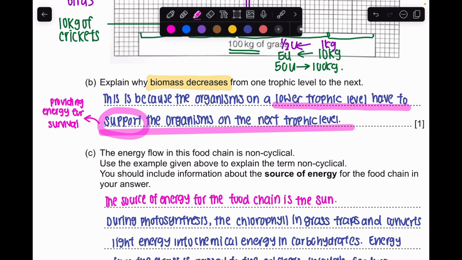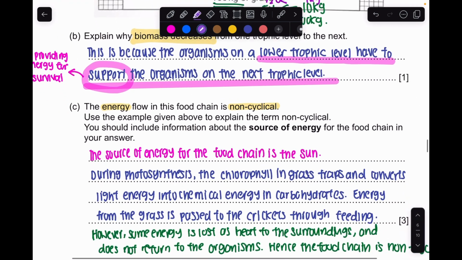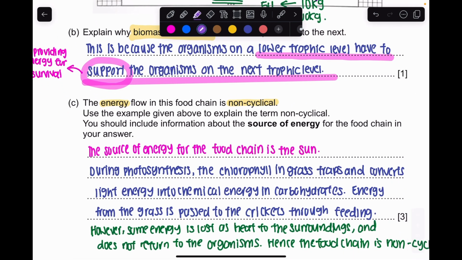Okay, now next one, the energy flow in this food chain is non-cyclical. So we are supposed to use an example from the above food chain to explain what non-cyclical means. We should include information about the source of energy for the food chain in your answer. So here, the answer is very standard. It's also found in your notes, but make sure you have these themes.